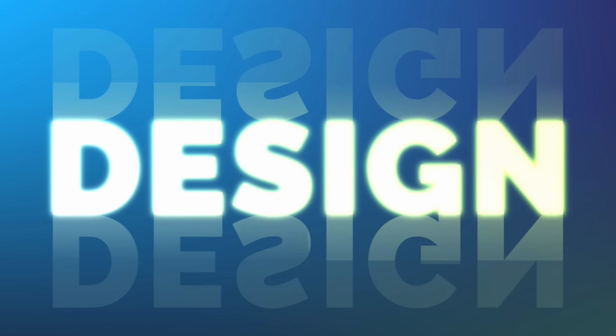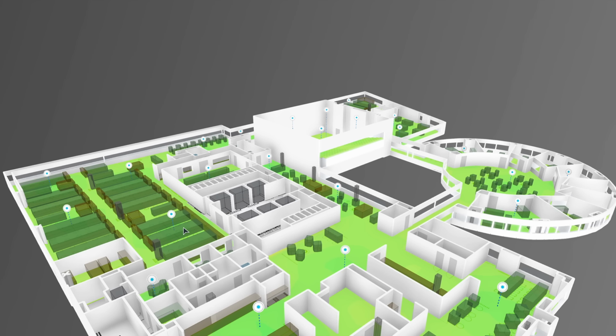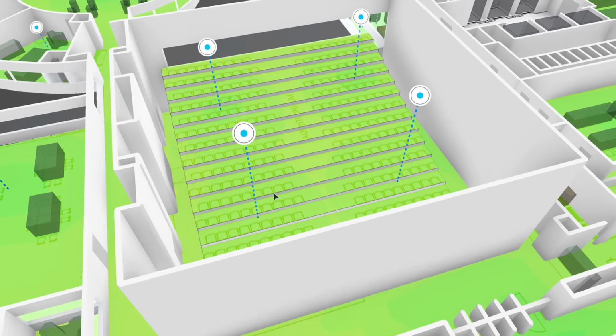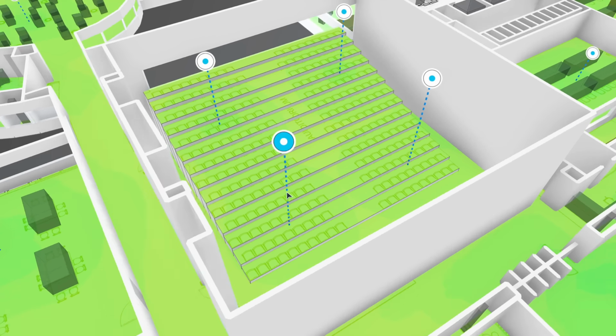Let's dive in. First up, design. If you're building or rebuilding a wireless network, you need a blueprint to ensure your investment delivers the critical performance and reliability that your organization demands. And that's where Ekahau comes in.